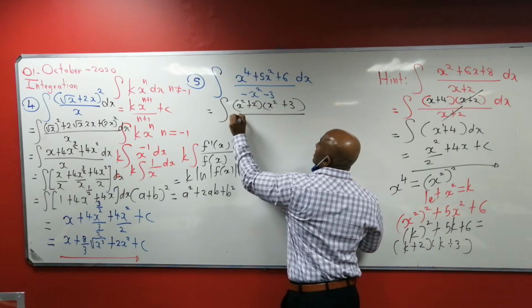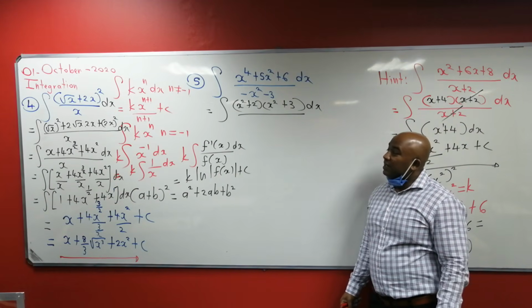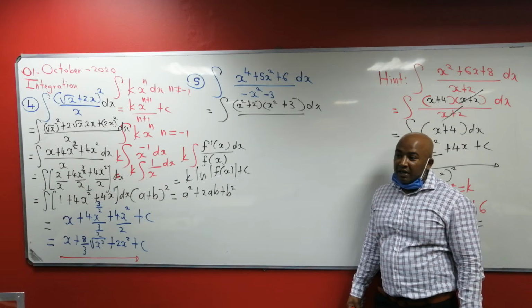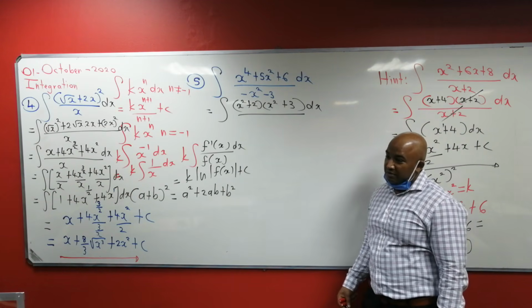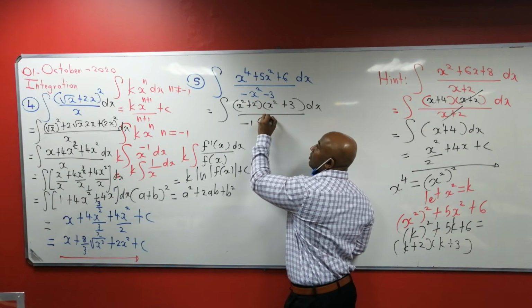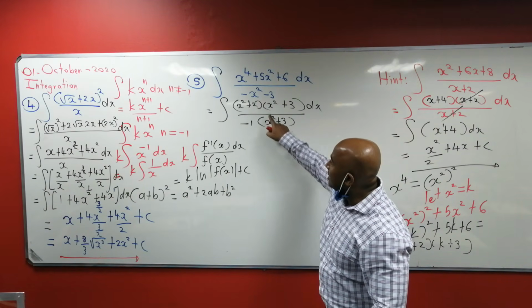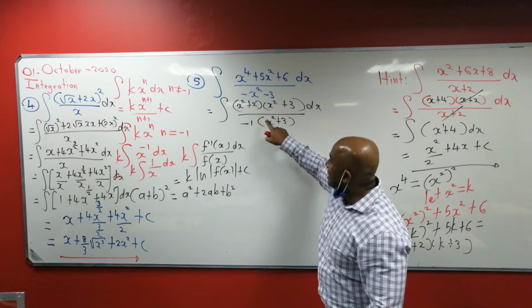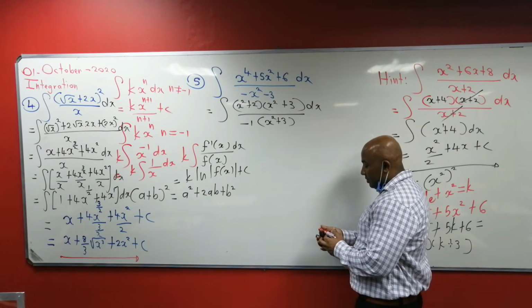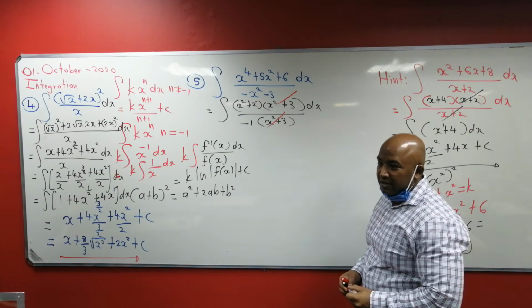Now it does not cancel, because the bottom is minus x squared minus 3. But we've done many examples with the negative when we were in N3. So what do you do? You take out negative 1 as a common factor, so you are left with x squared plus 3. Now double check, negative 1 times x squared is negative x squared. Minus 1 times a positive 3 is minus 3. So now x squared plus 3 and x squared plus 3 will cancel.